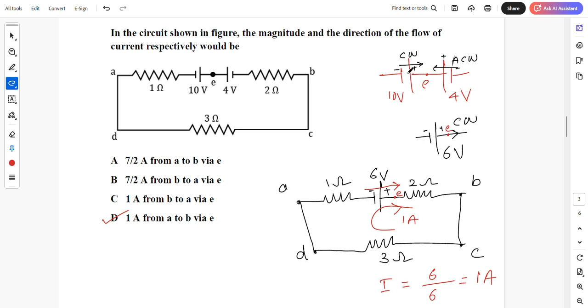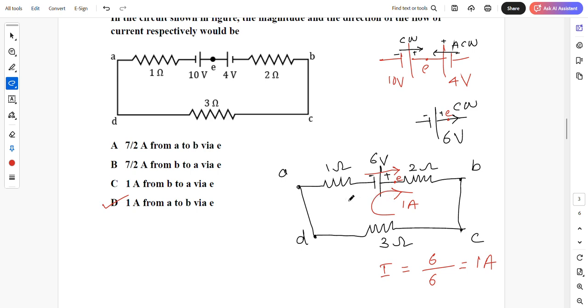This one is clockwise, this one is anti-clockwise, and whichever is dominating, the same polarity must be written here. This is clockwise. Point E was here, and I am writing E here. This is the point E I have written here. A, B, C, D I am not disturbing, let it be as it is. Now calculate the total current in this loop. I is equal to V by R, 6 by 6. Adding 2 plus 3, 5 plus 1, 6. So 1 ampere of current will be flowing from A to B via E. Next.